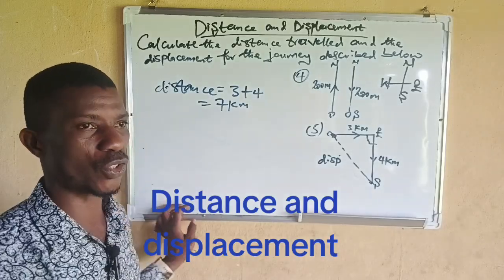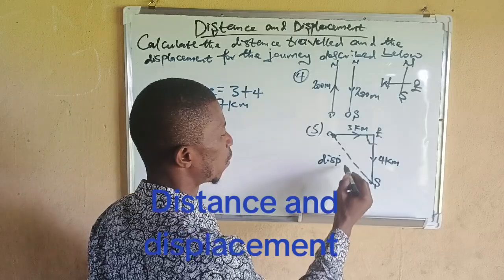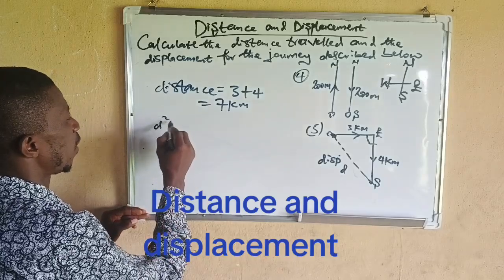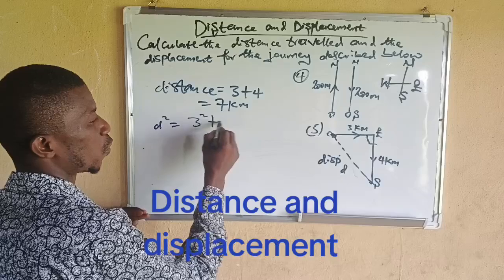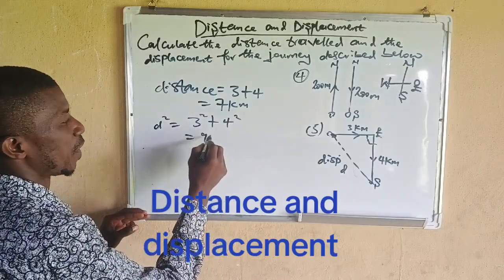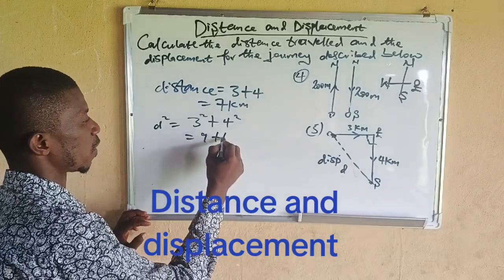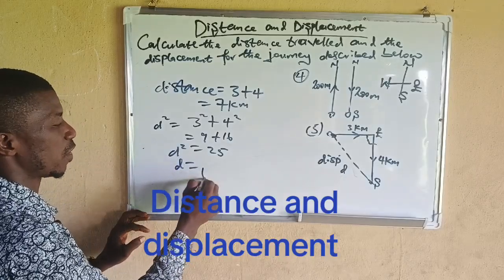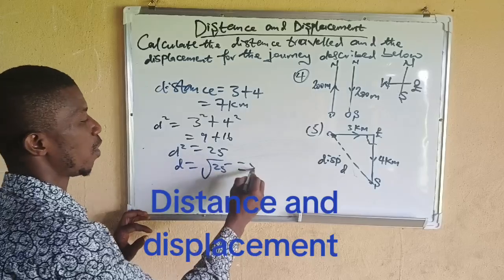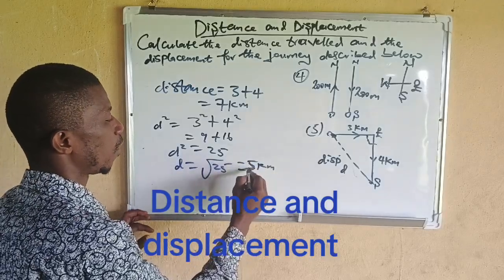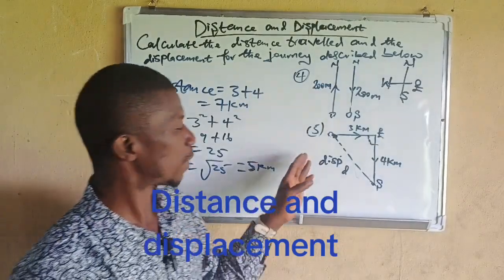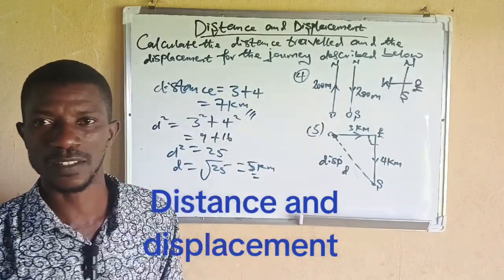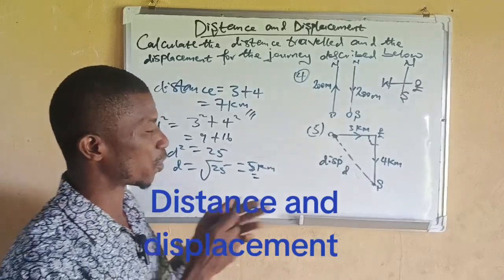How do we get it? We use Pythagoras theorem. Let us call the displacement D. So you're going to have D square equals 3 square plus what? 4 square. And that is going to be 9 plus what? 9 plus 16. And that is going to be 25 for D square. So D will give us the square root of 25, which is what? 5 kilometers. So the displacement is 5 kilometers, and the distance is what? The distance is 7 kilometers. So this is the solution to this problem.